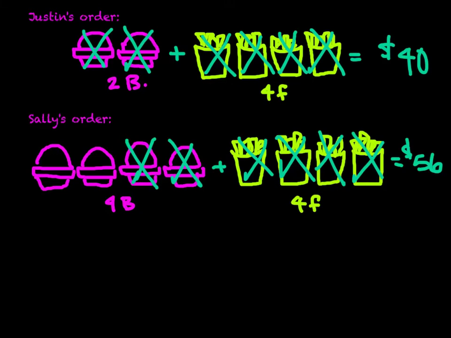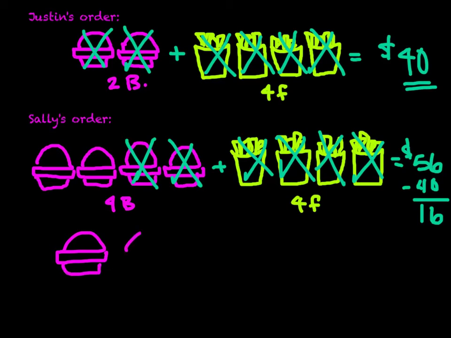And I eliminated all of this stuff in Justin's order, so I eliminated $40. And so if I subtract $40, I end up with $16 left over, and that is equal to these 2 burgers left over from Sally's friends. So those 2 burgers are equal to $16. So that tells me that one of these burgers is equal to $8.